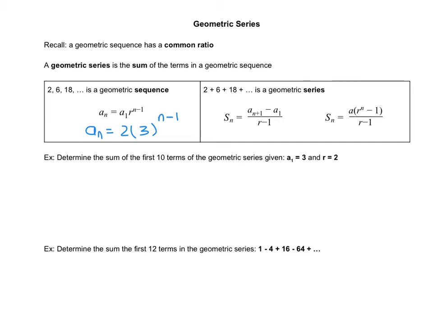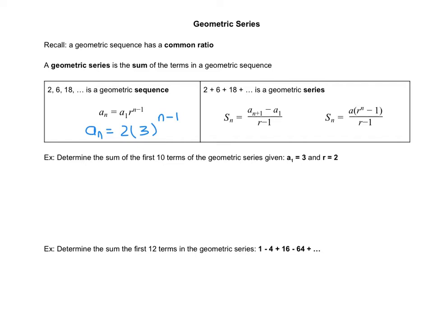Now there are two formulas. The first formula I don't use, but it exists, and that is if you take the term that comes after the last term in your series, so it's actually outside your series, subtract the first term and divide by the common ratio minus 1, that would give you the sum. But like I said, I don't use that one. The one that I use is you take your first term, so your a1, multiply it by the ratio to the power of n, subtract 1, all over the ratio, subtract 1 again. So let's try it out.